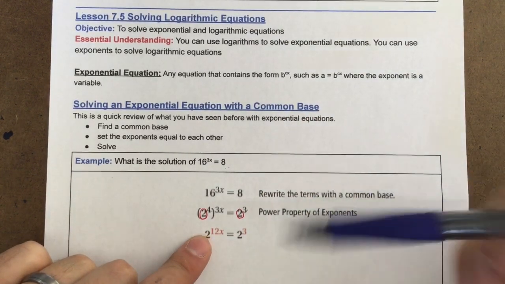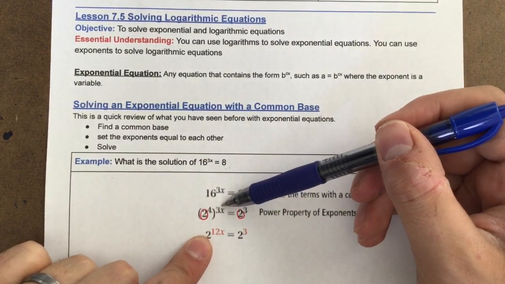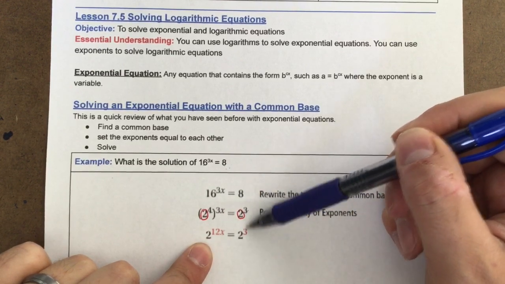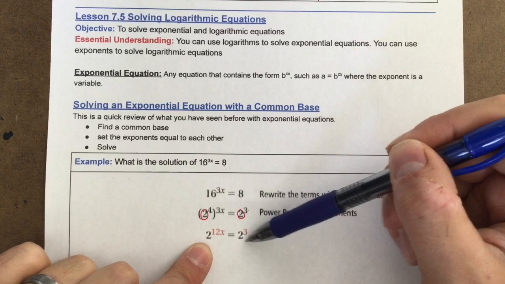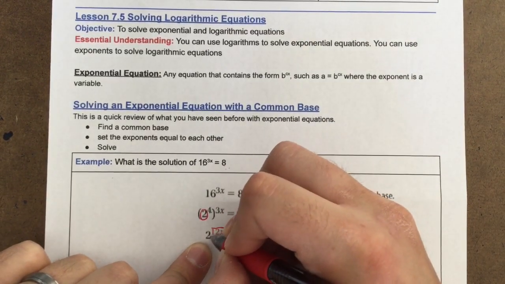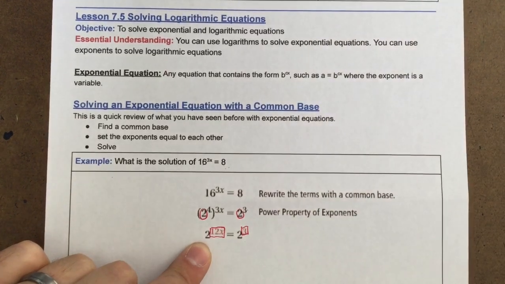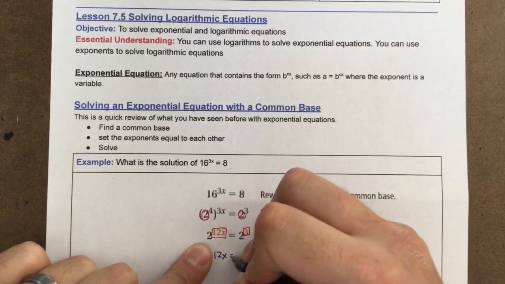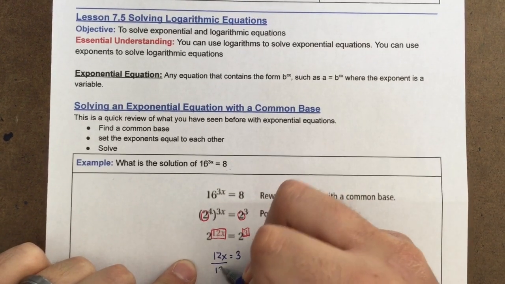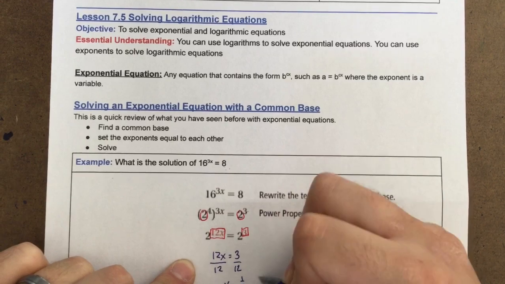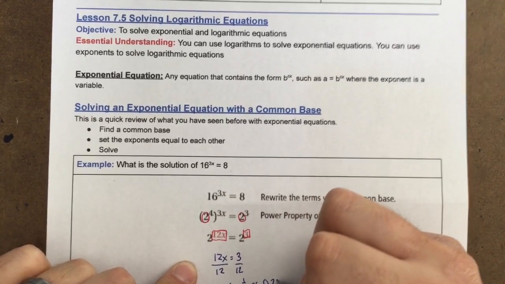So because of that, using our exponential properties, I can say 4 times 3x is 12x, and this is going to be our 3. They have the common base, you can see here as 2. Therefore, I want to create an equation where 12x equals 3. So 12x equals 3. I can divide by 12 on both sides, so x would equal 1/4, or 0.25.